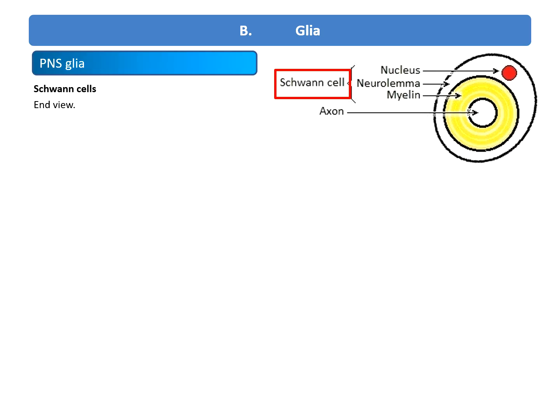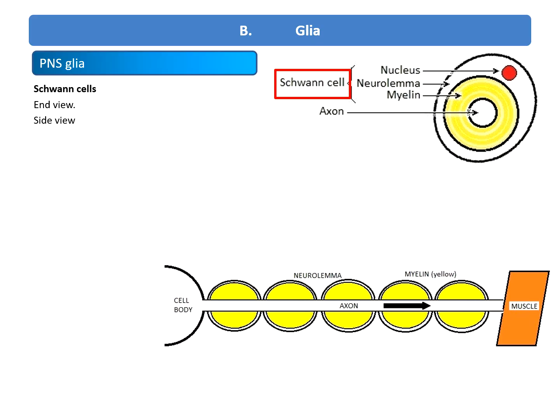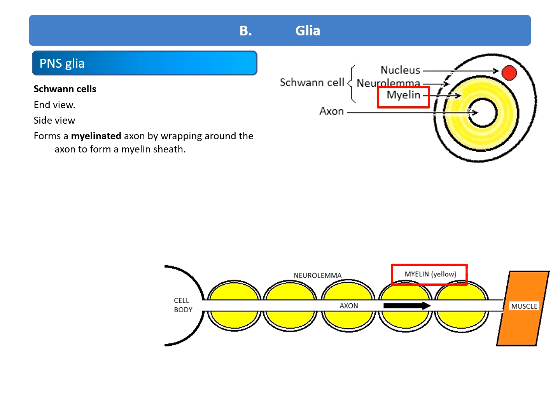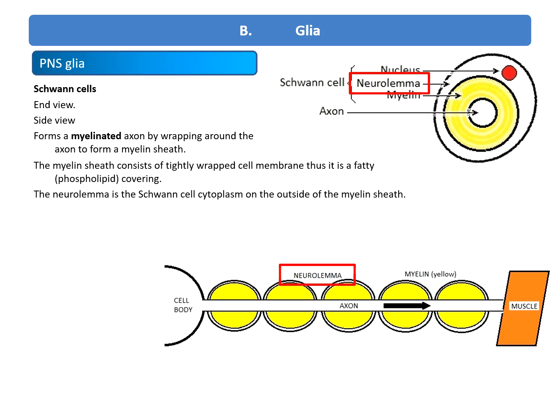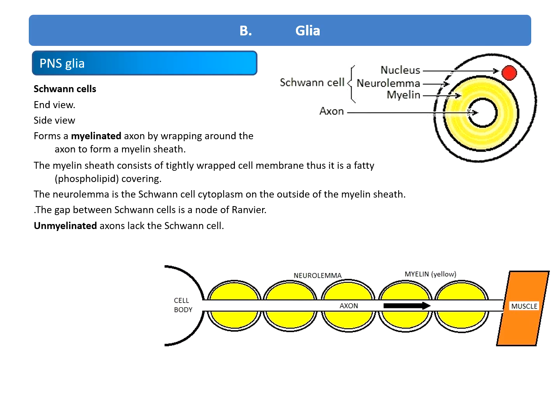Schwann cells are shown in end view and side view. They form a myelinated axon by wrapping tightly around the axon to form the myelin sheath. The myelin sheath consists of tightly wrapped cell membrane. Thus, it's a fatty covering composed of phospholipid. The neurolemma is the Schwann cell cytoplasm on the outside of the myelin sheath. The gap between Schwann cells is called a node of Ranvier. Unmyelinated axons lack the Schwann cell.